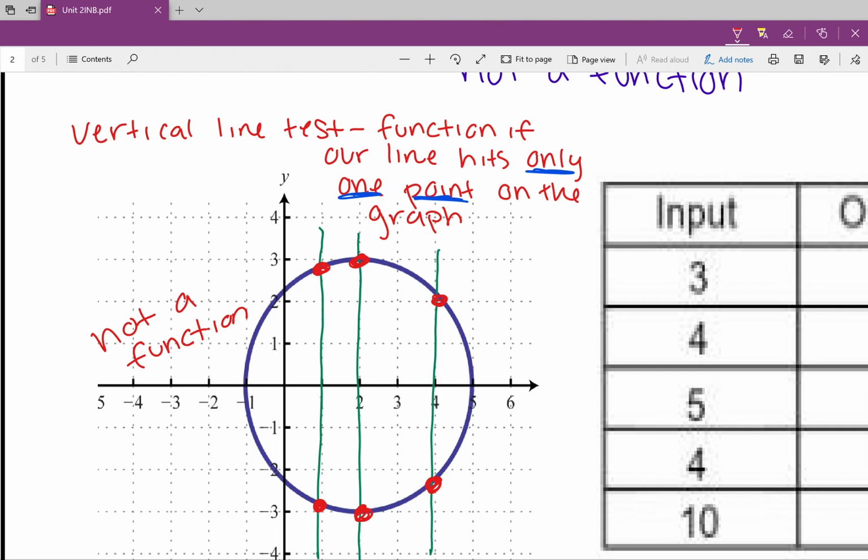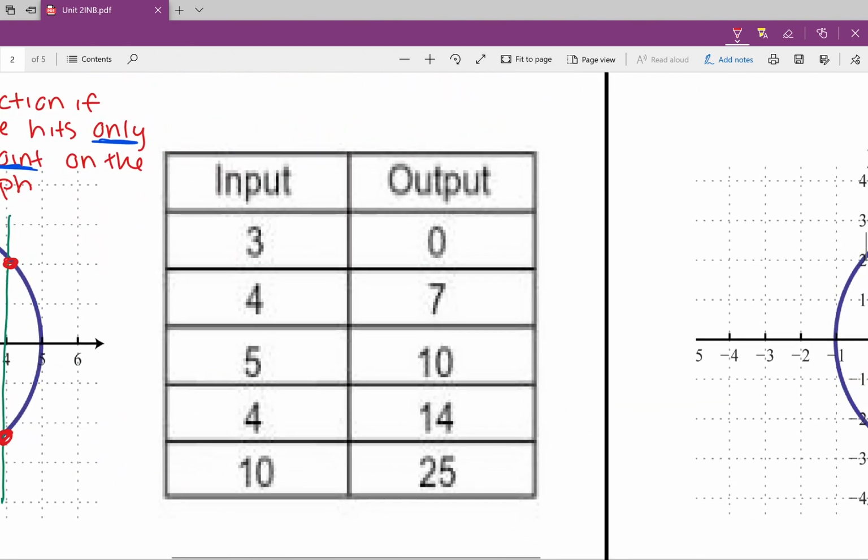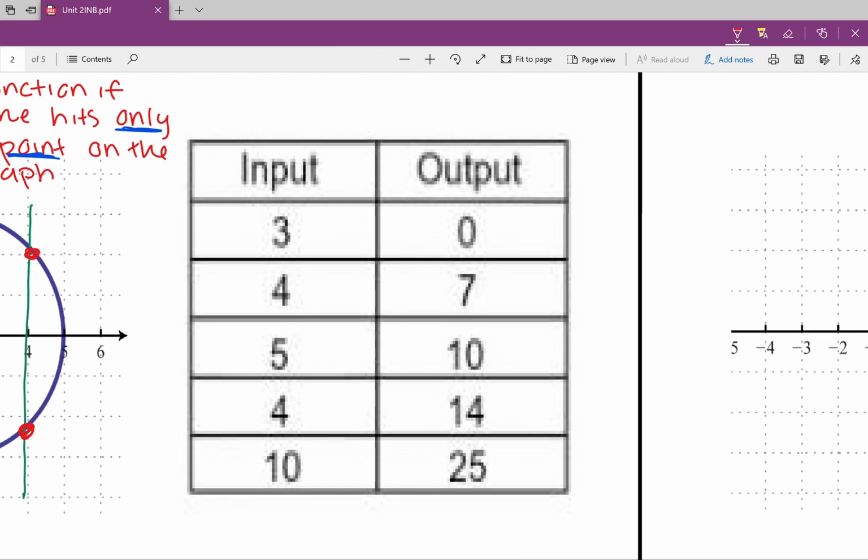Okay, let's look at our last example, which is a table. So in our table, again, we're looking to see if the x's repeat. And remember, when we're looking at a table, this first column will always be x, and this second column will always be y. So I'm going to look down the x column to see if any of my x's repeat. So I have 3, 4, 5, 4, and 10. Notice I got 2 4s. That means my x's repeat. So then this is not a function.